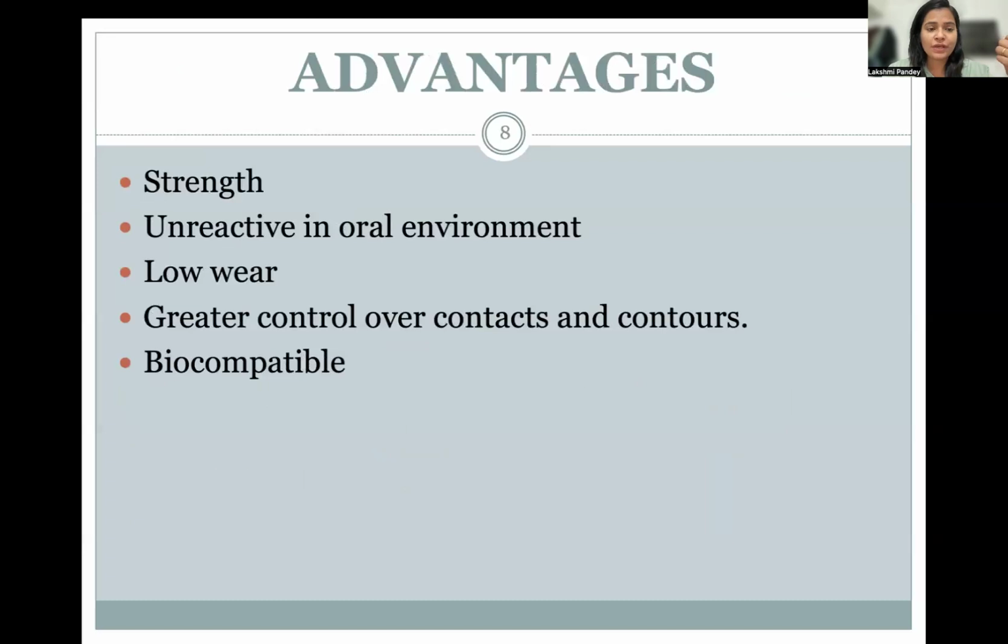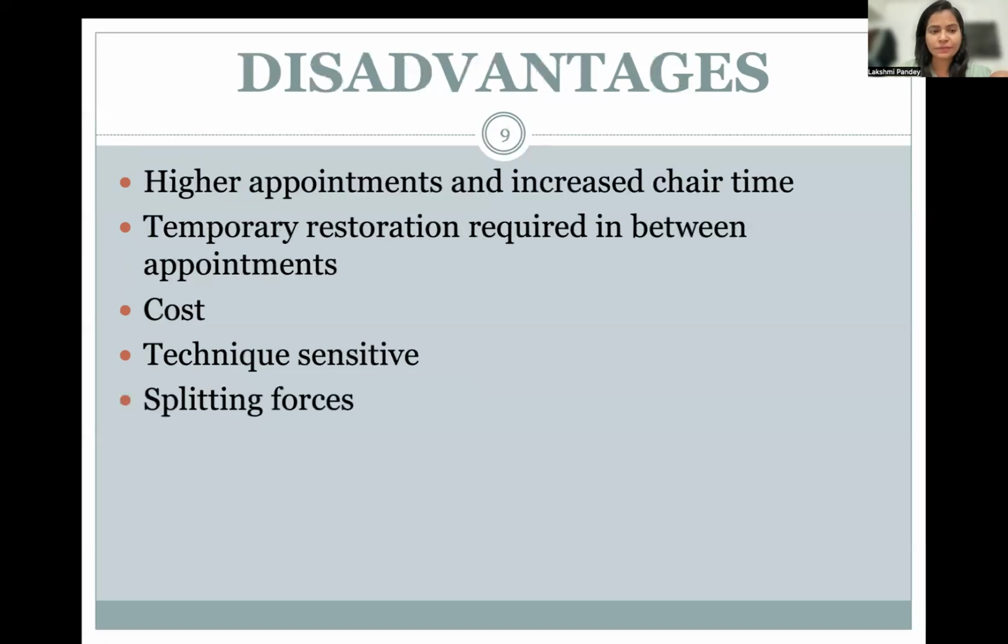Advantages are high strength, unreactive in the oral environment because of the metal, low wear, obviously, great control over contacts and contour because it's an indirect form of restoration. You make it outside the oral cavity, cast it, and then you lute and cement it inside the prepared tooth, and it's very biocompatible.